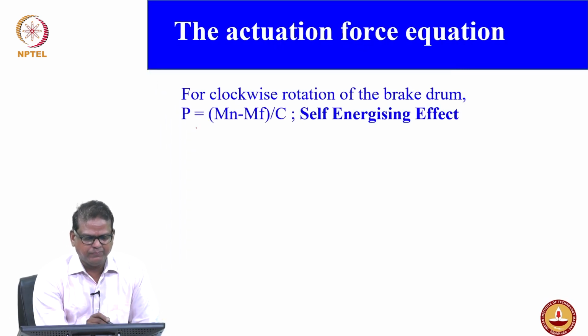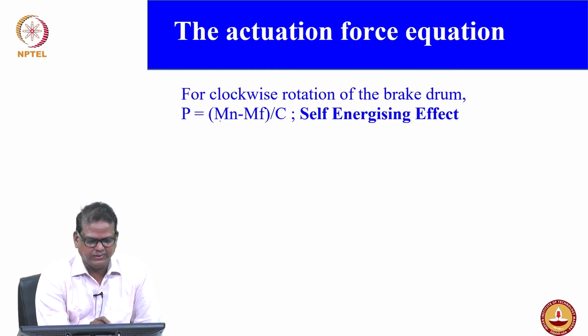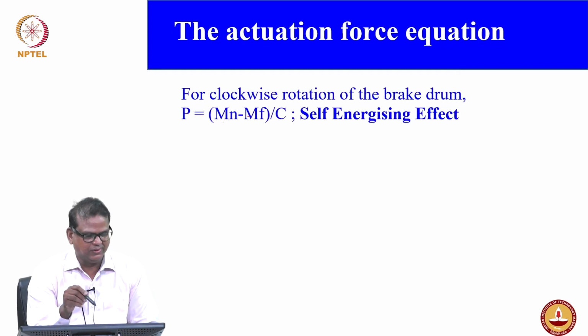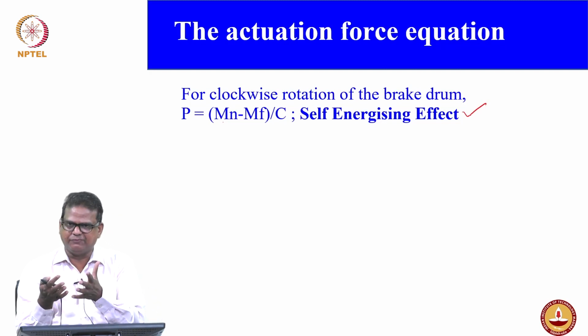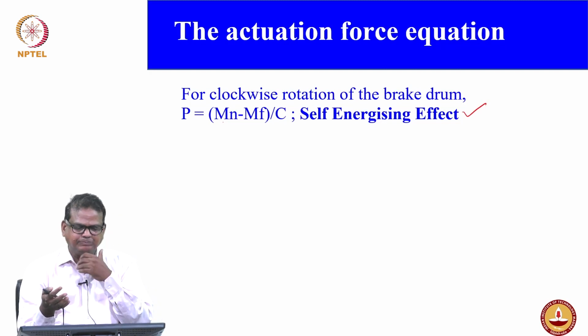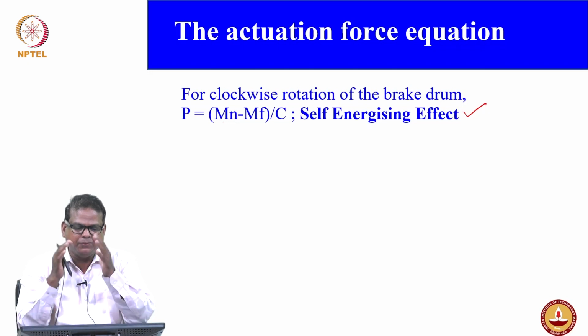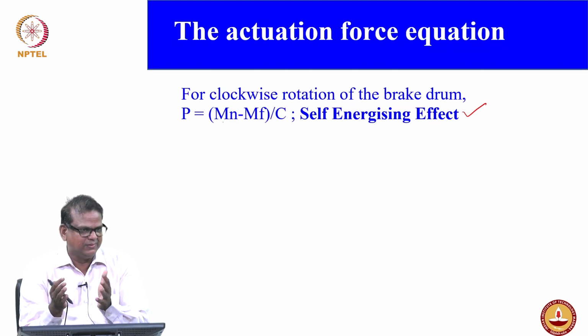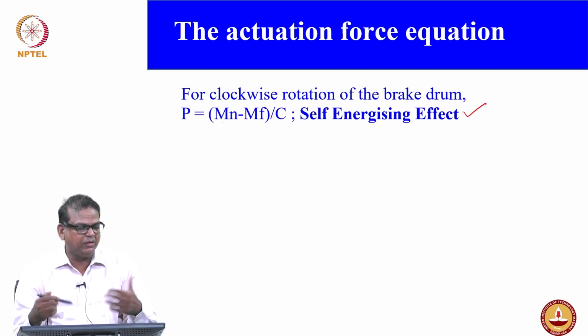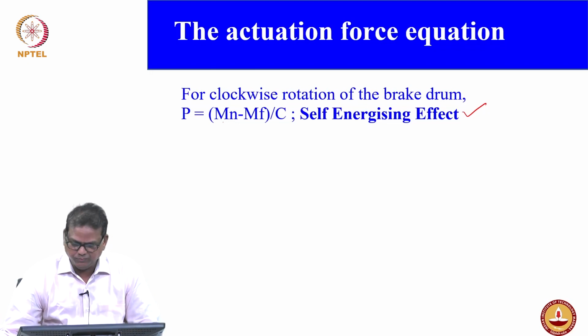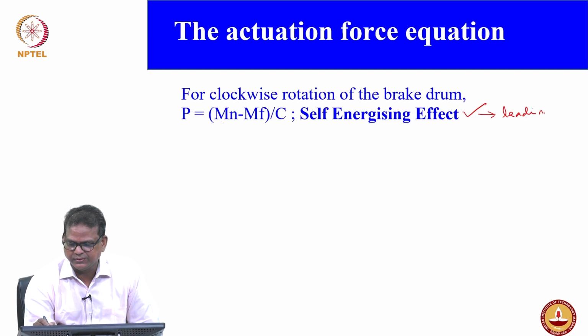So we end up with P, the activation force, equal to Mn minus Mf by c, because of the direction. This reduces your braking effect. Reduce in the sense that the magnitude of the activation force needed will be less, or more efficient, I would say. That is why it is called a self-energizing effect. This is called a leading shoe. I am sure you know that this is the leading shoe.